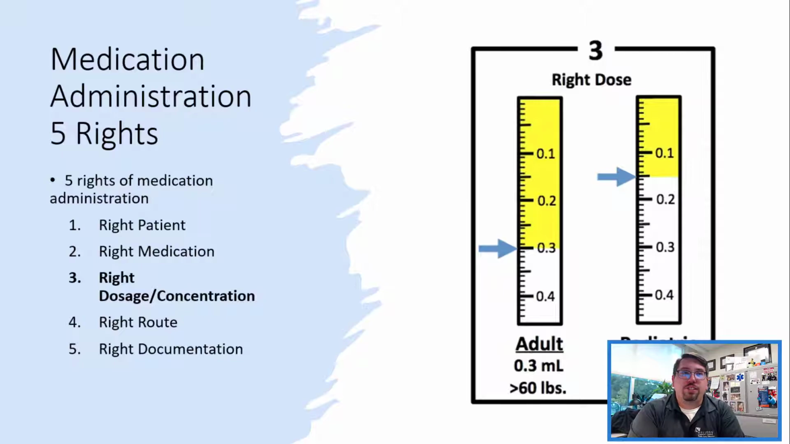Right dose and right concentration. For an adult, we should be administering 0.3 milliliters for those weighing greater than 60 pounds. If we're dealing with a pediatric patient weighing less than 60 pounds, we should be administering 0.15 milliliters or 0.15 milligrams. It's important to know the right dose and the right concentration of the medication that we're administering.